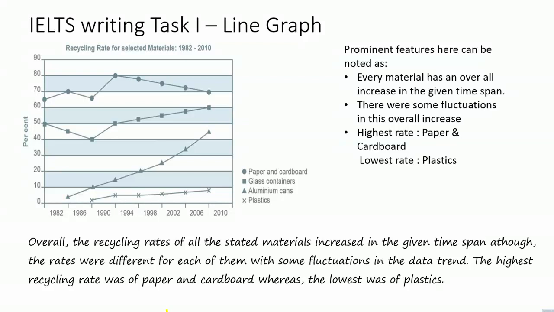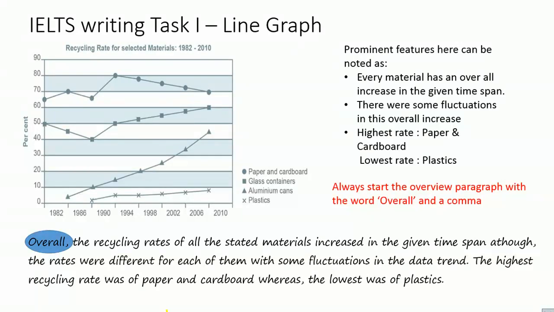So here is my overview paragraph. Now let us note some key features of it. The very first and important key feature is always start the overview paragraph with the word overall and a comma. We are noting this down here. This will let the checker know that you have started writing your overview paragraph. So going further, the recycling rates of all the stated materials increased in the given time span. So I have noted my first prominent feature in my overview paragraph.